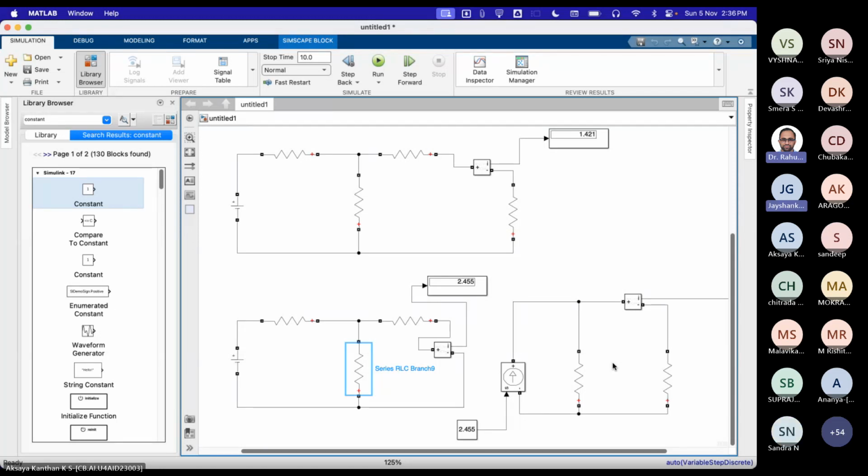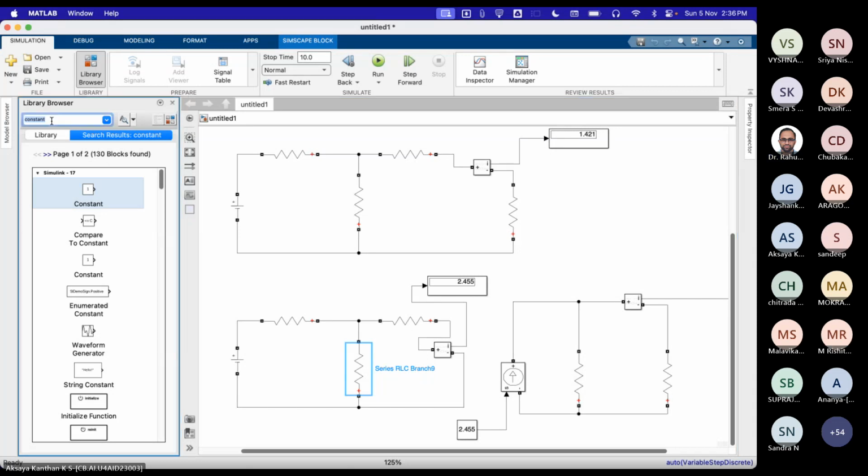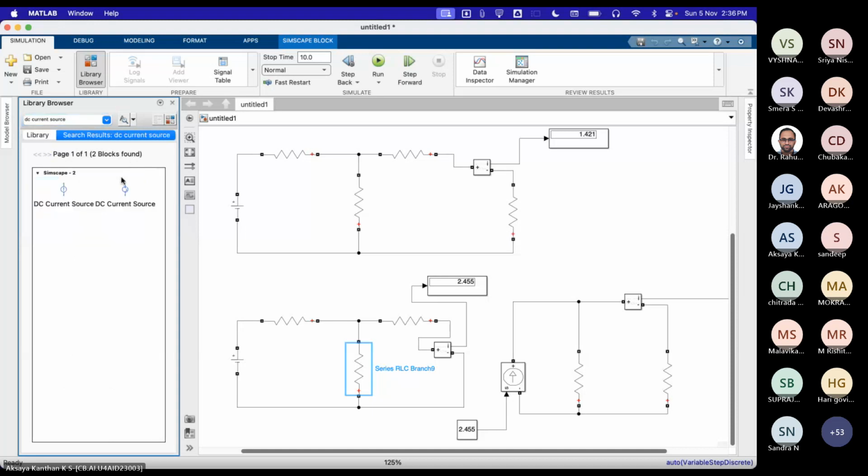Yeah, please. Sir, there are two types of controlled current sources. What's the difference between the two types of controlled source? Wait, I will check. Yeah, that actually one is a freewheeling one.